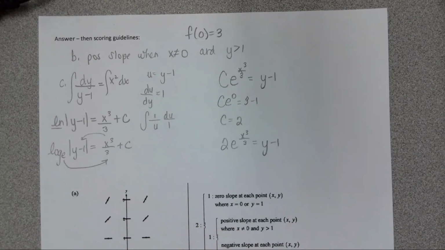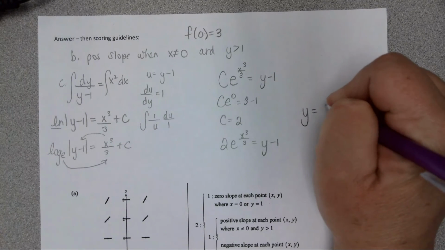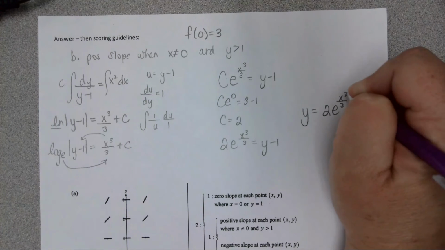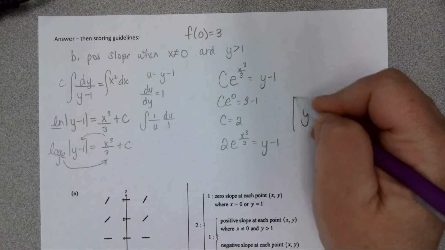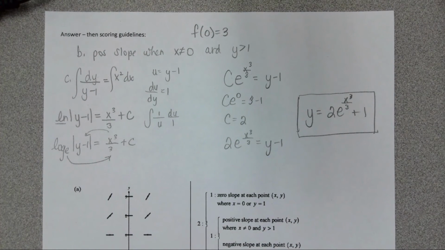And remember, you need to solve for y. So you just add your 1 over. So y is equal to 2, e to the x cubed over 3 plus 1. All right, we're almost done.